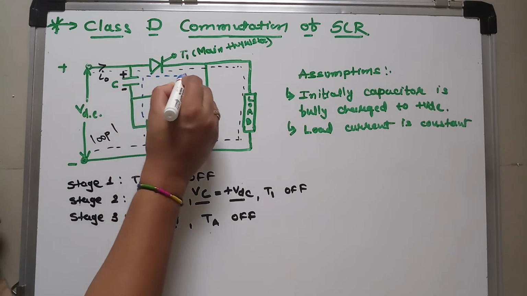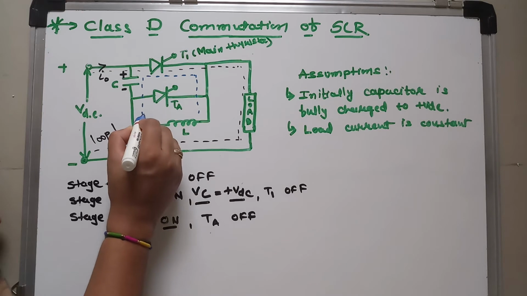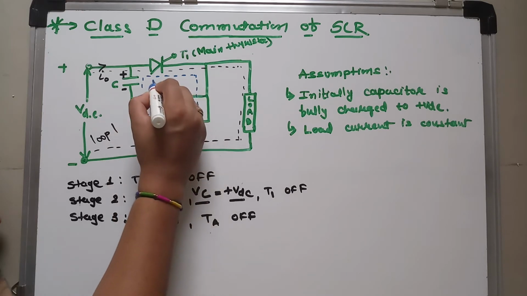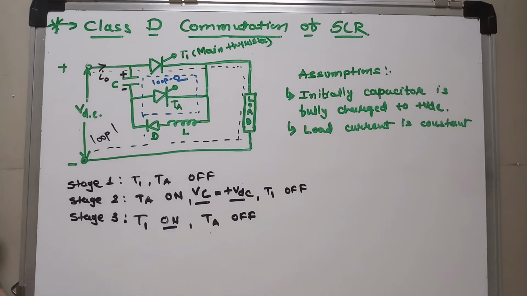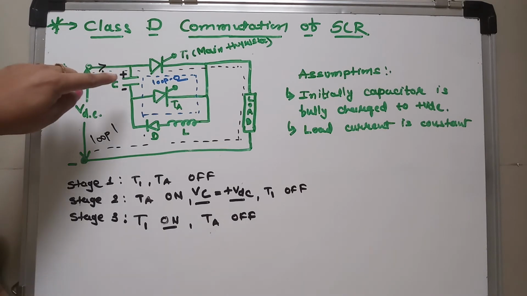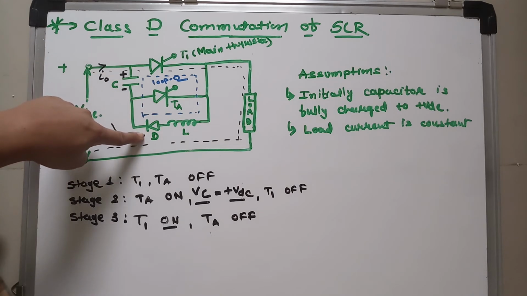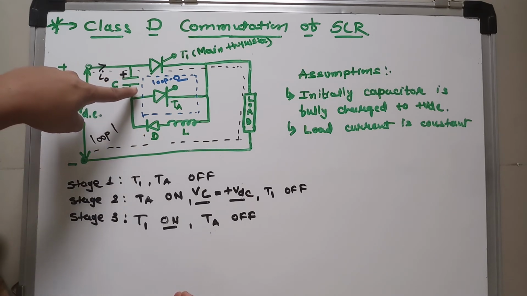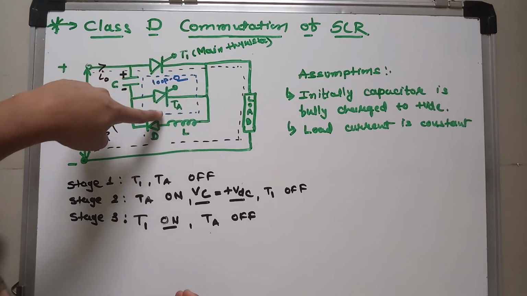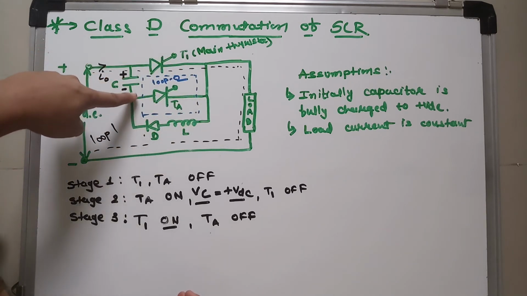So here there is another loop, loop number 2. See here, now it is loop number 2 in which the diode is forward biased and allows the flow of current. So what will happen now? The capacitor is going to be discharged through the T1, inductor L and the diode D.